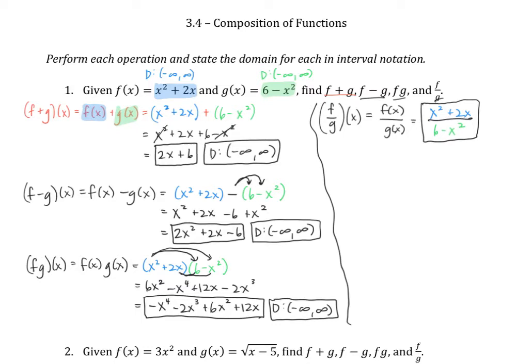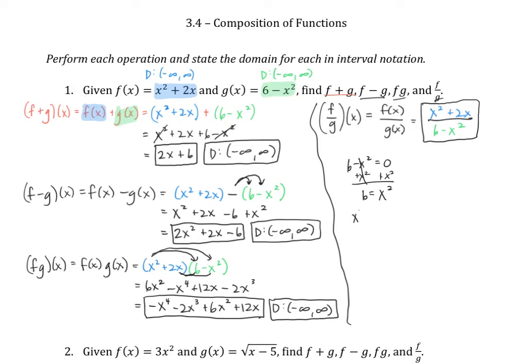Now we need to look at the domain. We do have a fraction here, so that is going to introduce a restriction on the domain. Remember to find the restriction on a domain when you're dealing with a fraction, you set the denominator equal to 0, and then you solve to see what restrictions you have. So if I do that, I could add the x squared to both sides. So I'm going to get 6 equals x squared.